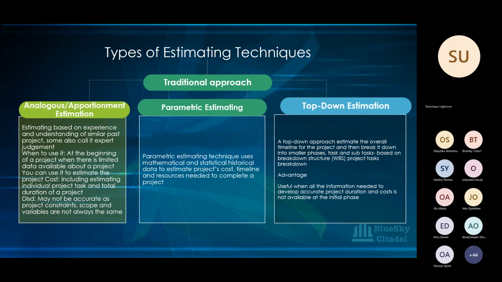And we're going to move on to parametric estimating. The parametric estimating technique uses mathematical and statistical historical data to estimate project cost, timeline, and resources needed to complete a project. For instance, if I tell you now that you've done a project before, and it took you 4 hours to complete, maybe you are creating a login page.